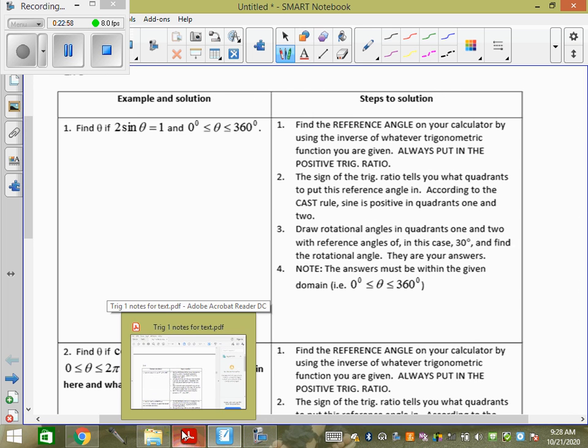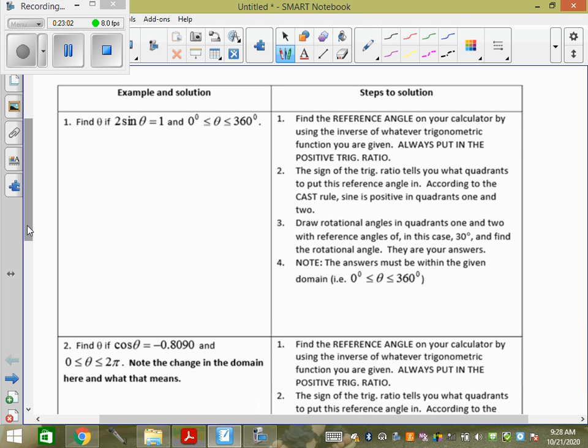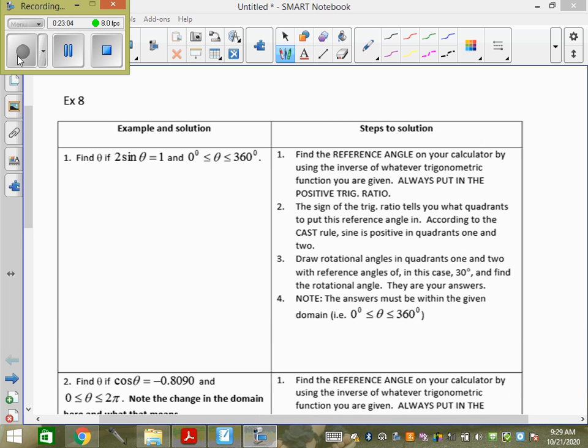Okay. So your notes right here, approximately 14 pages in, 17 or something, go find that. The first thing you always want to do in this instance is, it'll say sine theta equals a half. So we're going to sine theta equals a half.